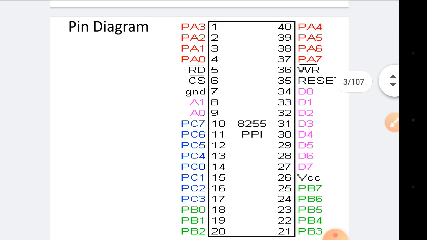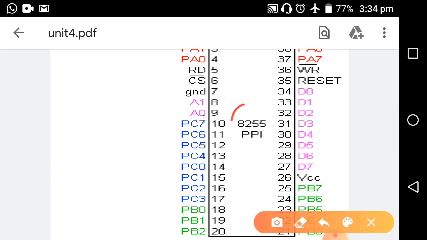Okay, and to select the chip 8255, we have to apply the active low control signal at pin number 6, which is CS bar, chip select bar, an active low input control signal which enables the 8255 to work properly. And for the read and write control operations, we have two different control signals at pin number 5 and pin number 36, which are read bar and write bar.